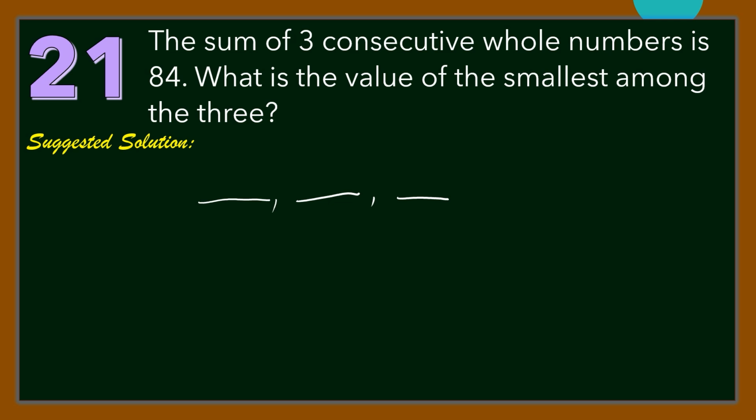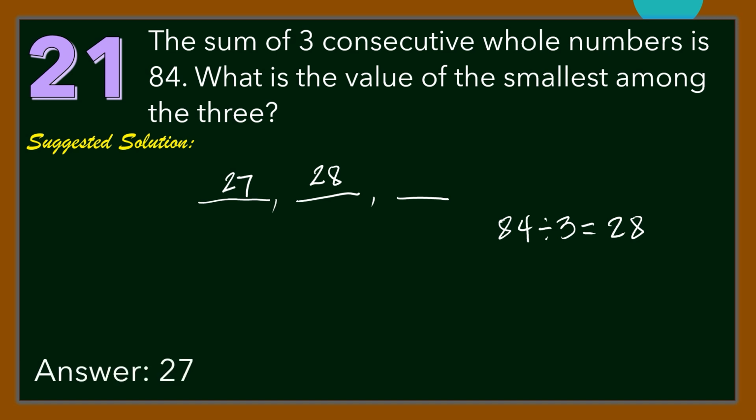So let us divide 84 by 3, and the answer here is 28. The middle number must be 28, and the number before 28 must be 27, and that is the smallest among the 3. Next to number 28 must be 29. To check the answer, we can add 27 plus 28 plus 29, and that is equal to 84.